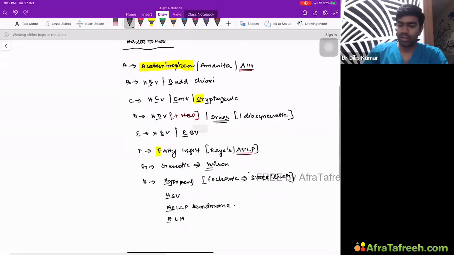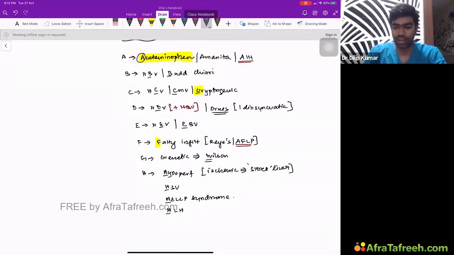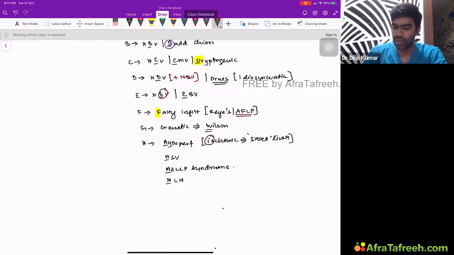Remember, even though I have told you so many causes in the mnemonic A, B, C, D, E, F, G, H, there are a few causes which are extremely common, like acetaminophen, then probably Budd-Chiari to an extent, you can think about that. But hepatitis C, hepatitis B and all are extremely rare. And you can get it with hepatitis A virus. I mean, I didn't write A, isn't it? So hepatitis A virus can cause it. Hepatitis A virus is common. Hepatitis E virus is quite common. And what else is common? Maybe ischemic hepatitis probably to an extent is common.